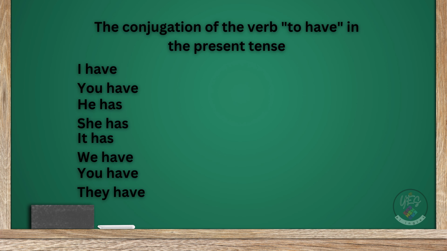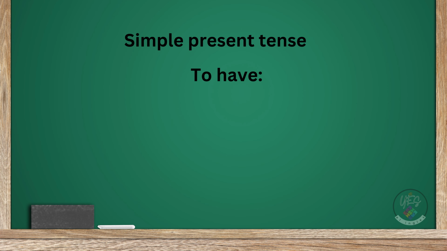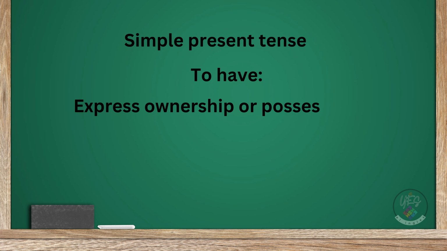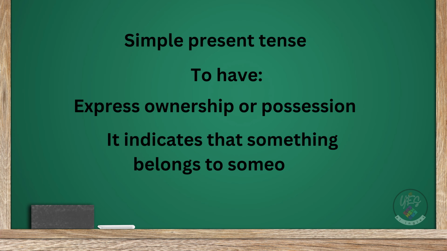Okay, now that we've covered the conjugation of the verb to have, let's delve a bit deeper and see some examples in sentences. We are going to start with the simple present tense. And the first thing we need to know is, what does the verb to have mean? Well, the main meaning is to express ownership or possession. It's basically indicating that something belongs to someone.